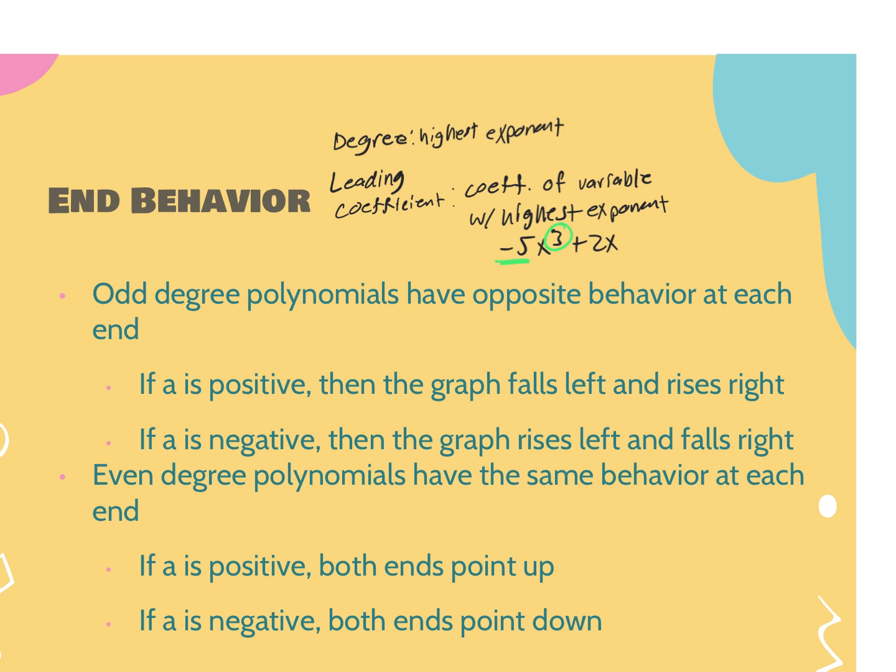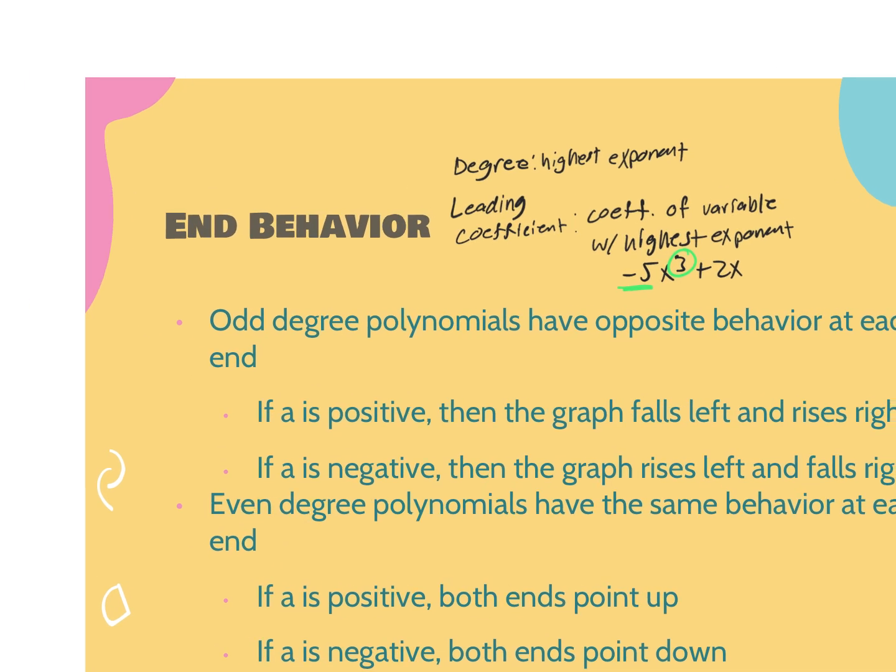So an odd degree polynomial has opposite behavior at each end. In general, when we talk about end behavior, whatever polynomial function you have, we know that a quadratic is going to look something like that. We've worked with that plenty of times. We know a cubic function is going to look something like that. We've seen that before. A line, just a regular old line, looks something like that.